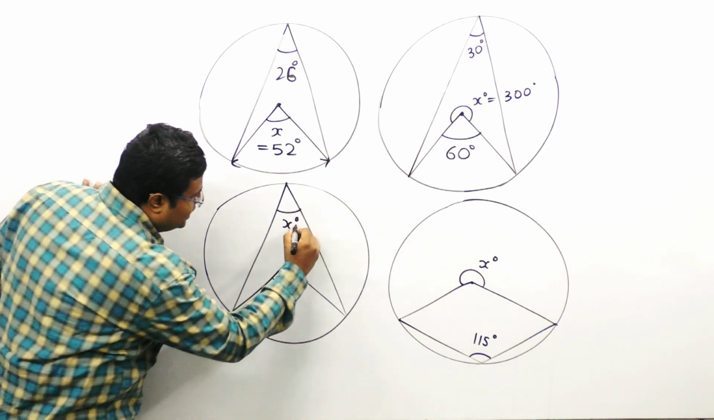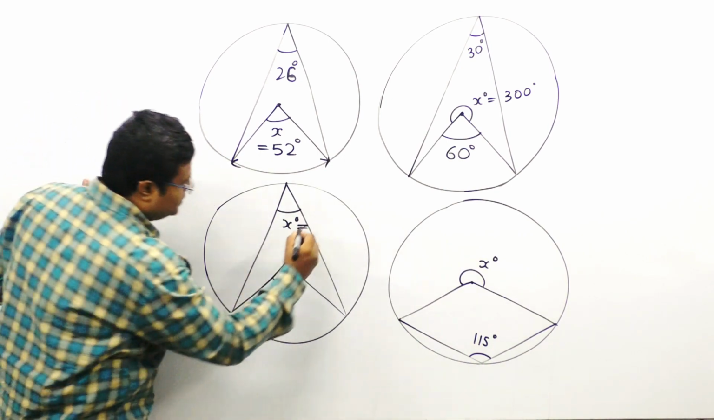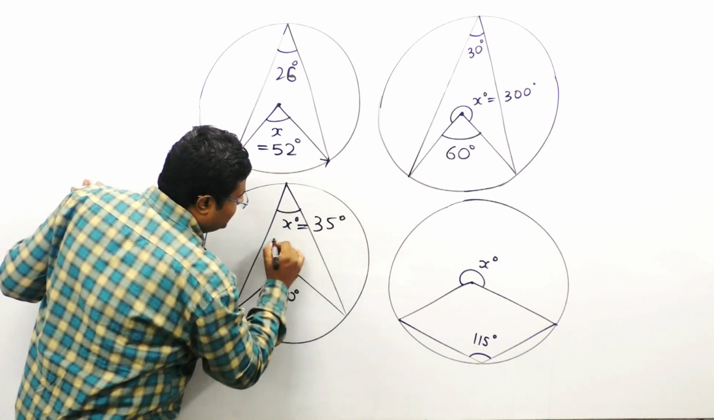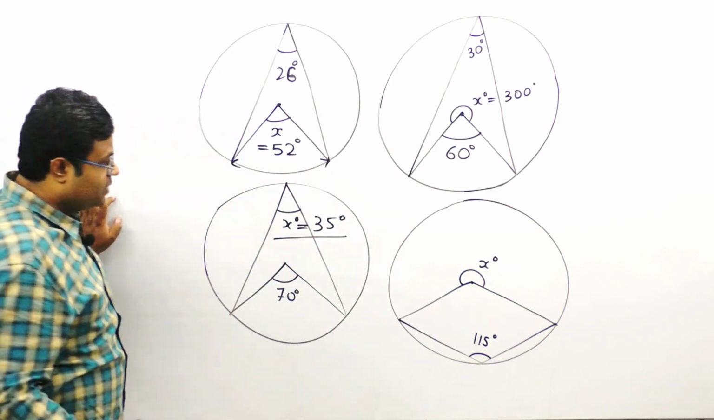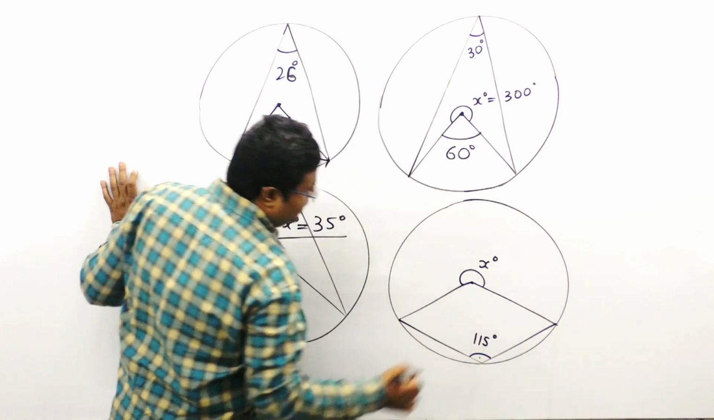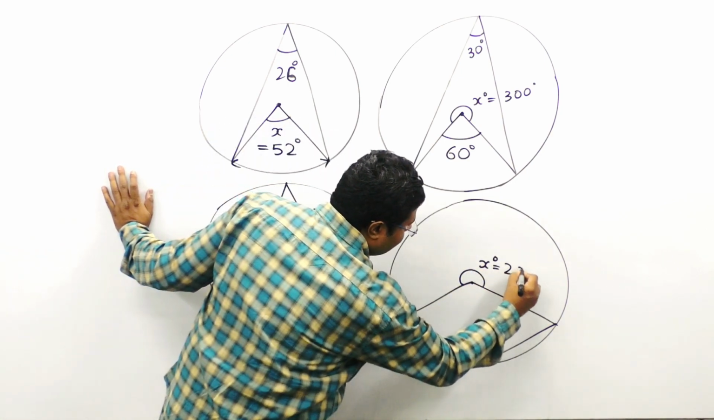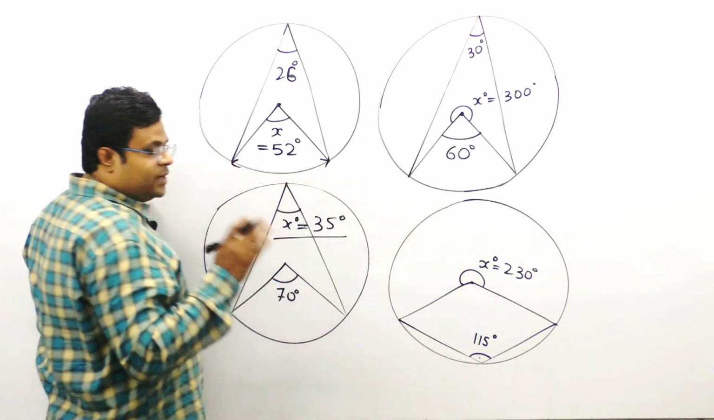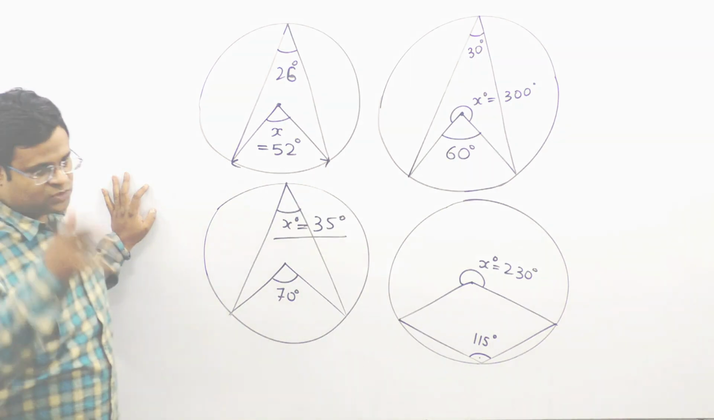Let us look at this. This angle is 70 degrees. So what will be the value of x? 35 degrees, because this is half. Perfect. Now this is 115 degrees. So what will this x be? 230 degrees. Did you understand?